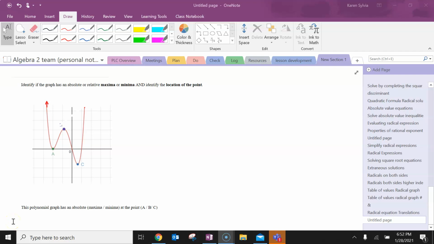Identifying absolute and relative maxima or minima is represented in this graph. There are 3 points in this graph. When I look at point A, it's right here, I see that it is a low point. That makes it a minima.